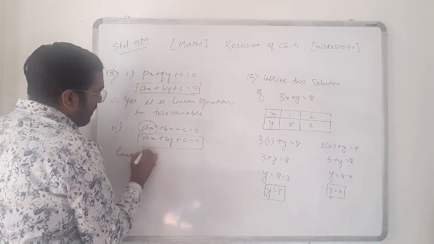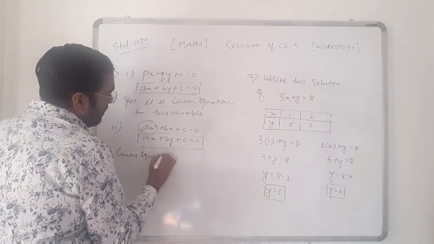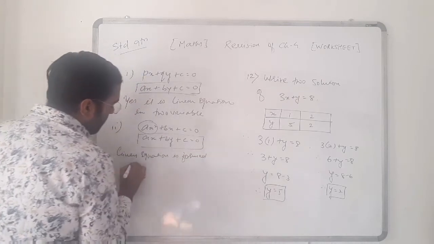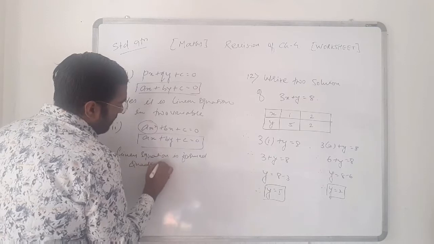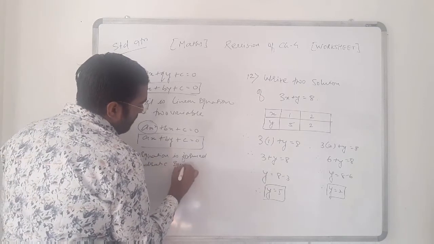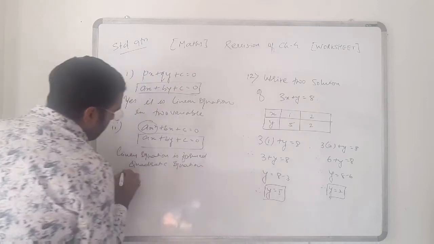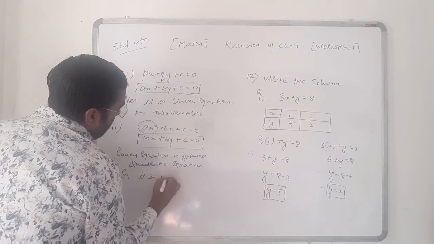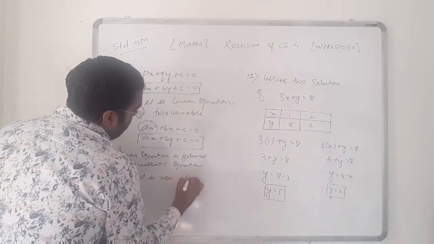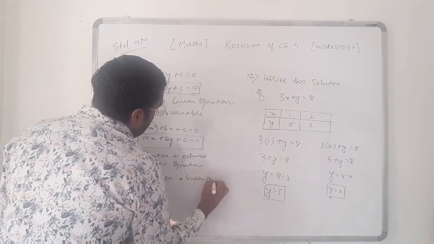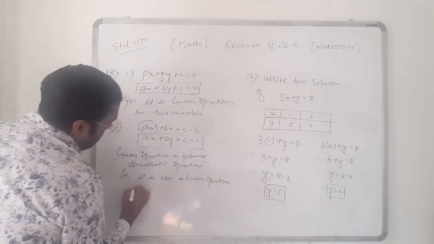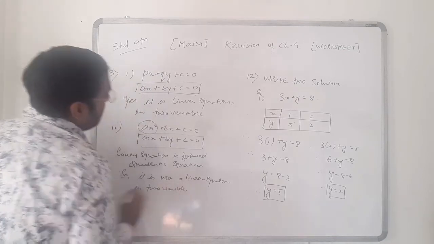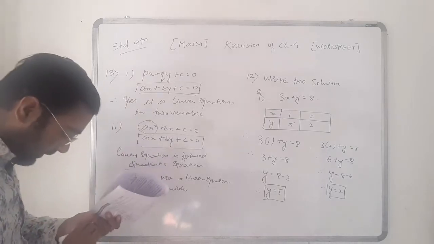So the given equation is a quadratic equation, so it is not a linear equation in two variable. Clear?